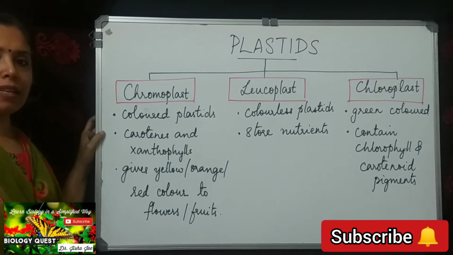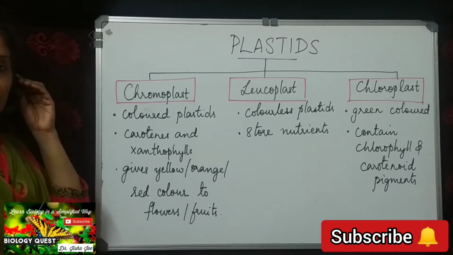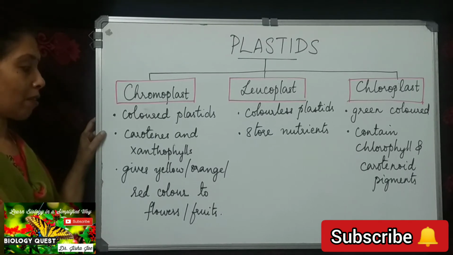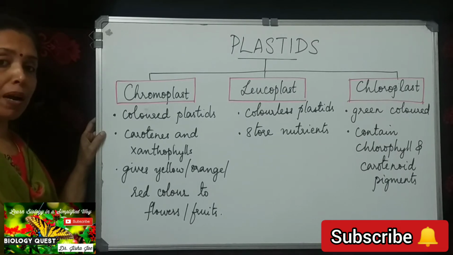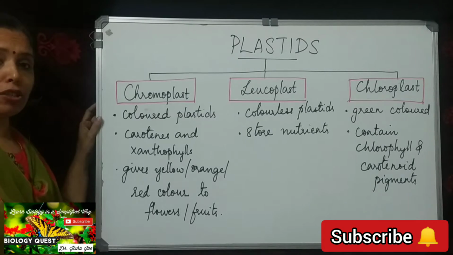They contain the pigments carotenes and xanthophylls. They are fat soluble carotenoids, and these pigments impart the red, yellow or orange color to the fruits, flowers or plant parts. So that is with regard to the chromoplast.